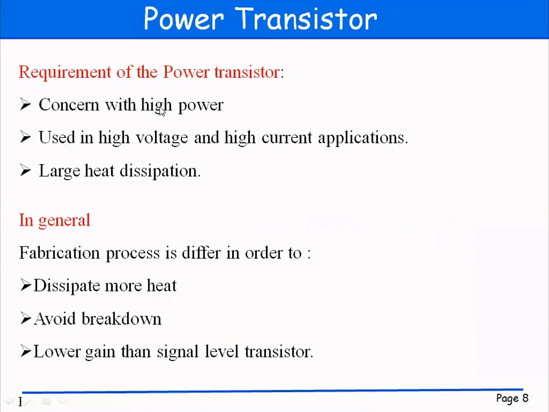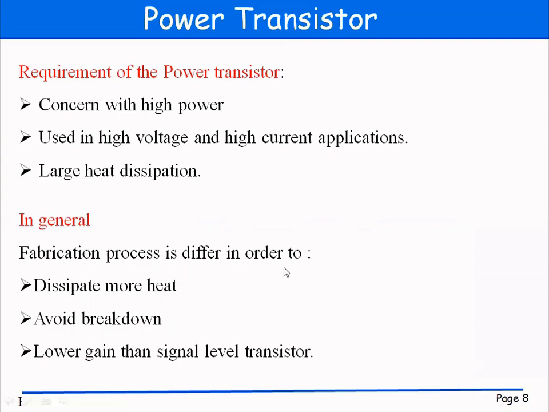The meaning of high power is that it should be able to handle high voltage and high current. And because of handling high voltage and high power, a large amount of power is dissipated and heat is created, and it should be able to handle such large heat.